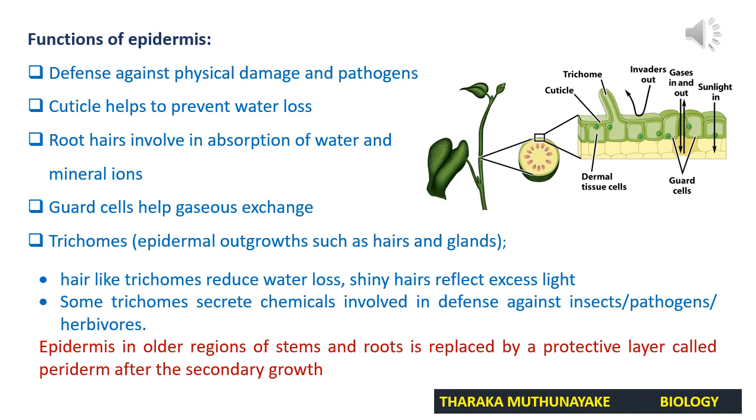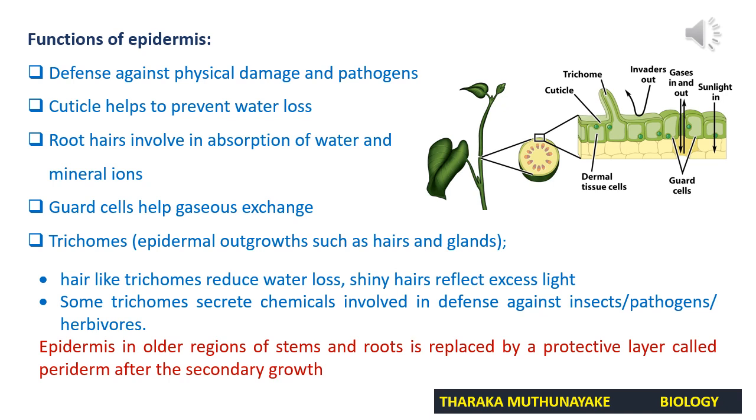We said earlier trichomes are epidermal outgrowths such as epidermal hairs or glands. These hairs, that means epidermal hairs, reduce water loss. Shiny hairs reflect excess light. And also some trichomes, that means glands, secrete chemicals which are involved in defense against insects, pathogens and herbivores.